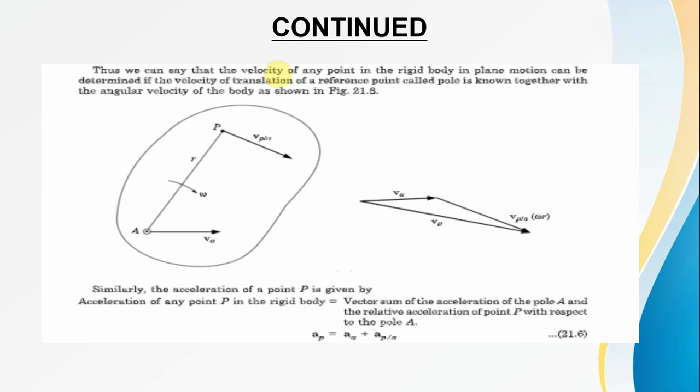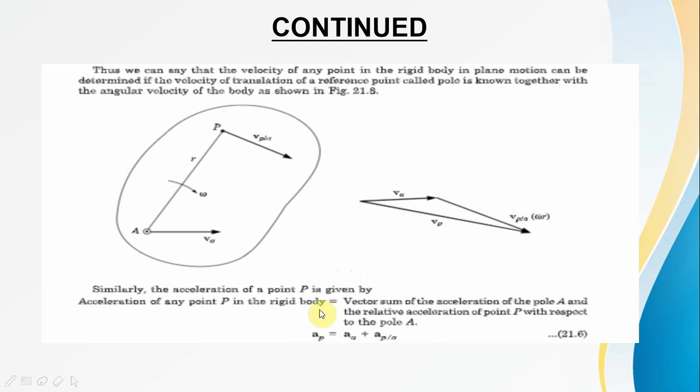Now if we continue this ahead, we can also find the same relationship for acceleration, right? If you can see that this body is moving, the point A is moving with velocity VA, and the velocity of P with respect to A, the relative velocity of P with respect to A, is VP upon A. Then VP will be equal to VA plus VP upon A.